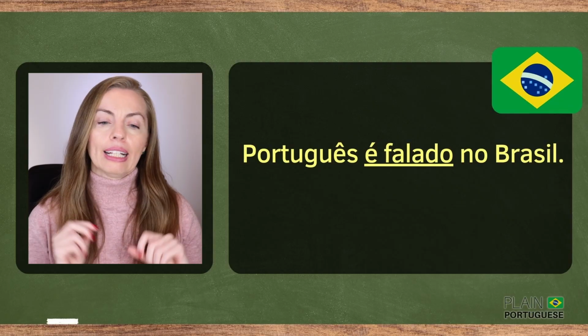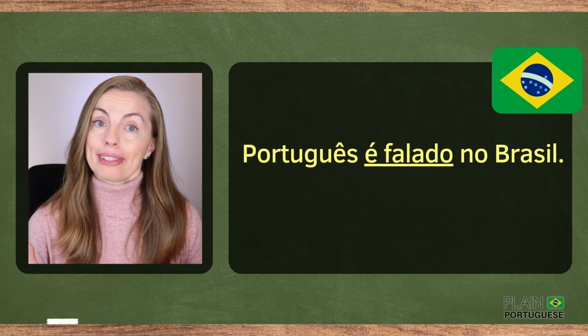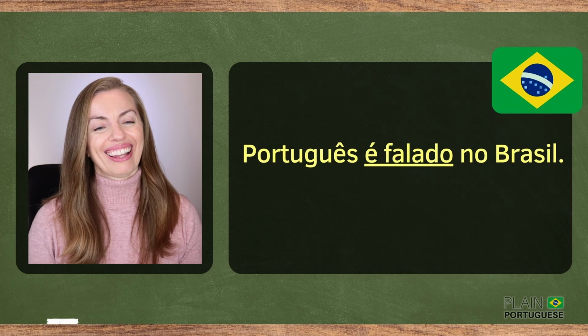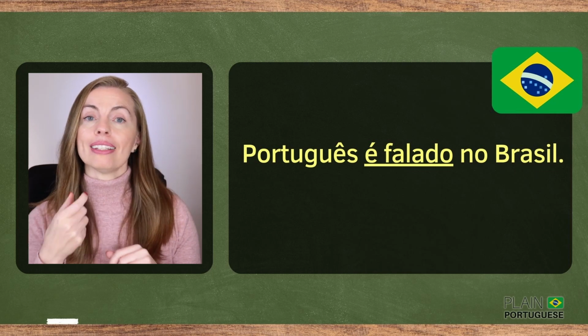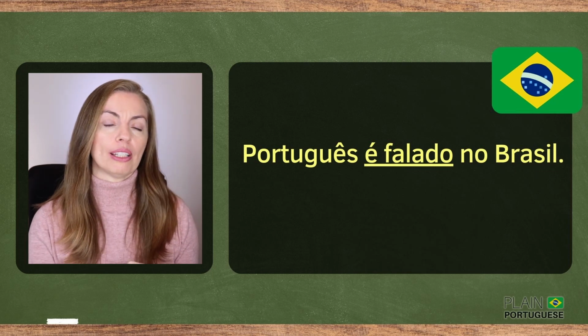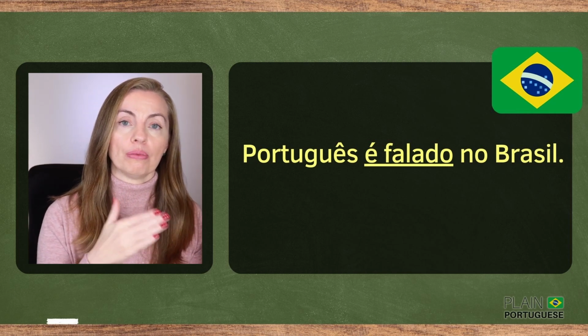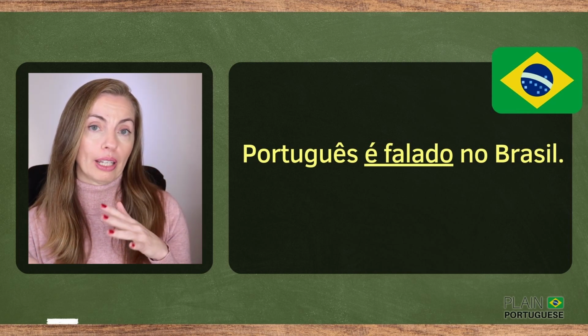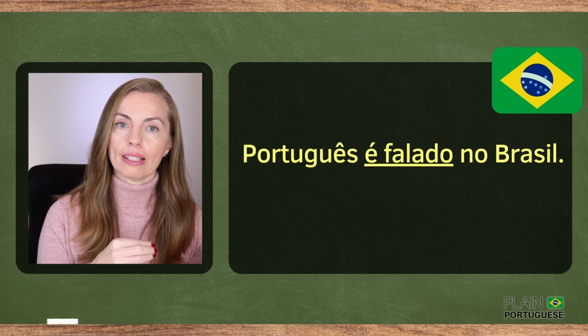By the way, you'll find below the link to the lesson where I taught how to construct and use the passive voice in Portuguese. So as I said, se is part of an alternative construction to the passive voice in Portuguese. Let's say that I want to say that Portuguese is spoken in Brazil. Passive voice. Português é falado no Brasil.